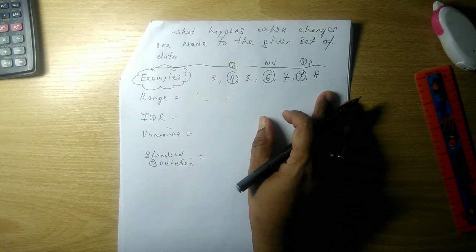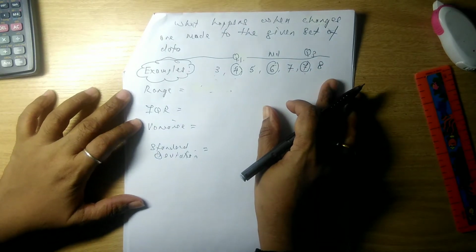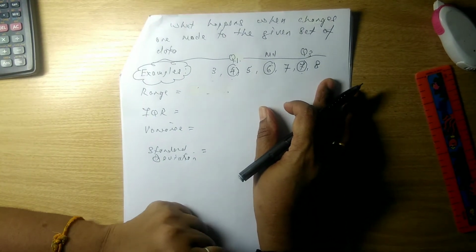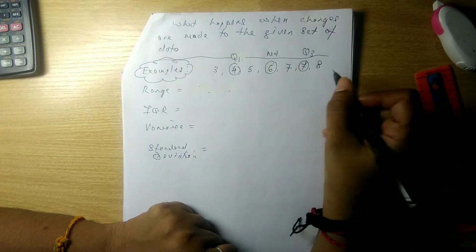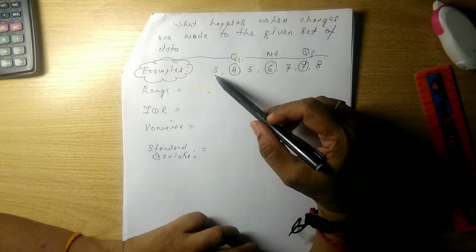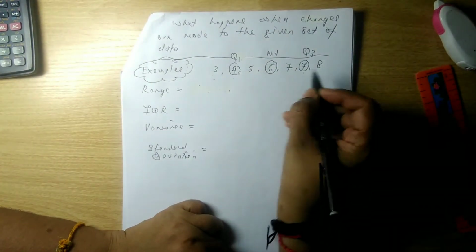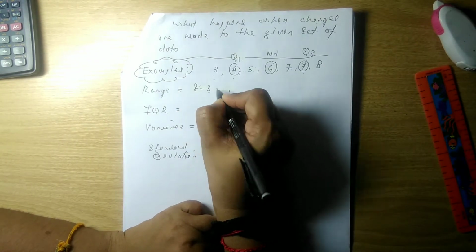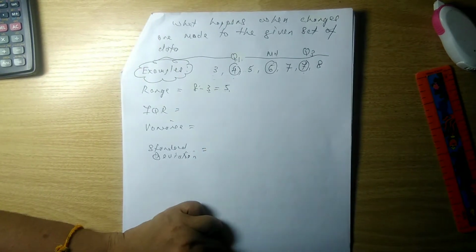So these are the four measures, or four quantities, that we looked at under the measures of dispersion. We'll start with the range. Range will be the largest minus the smallest value. So here I've got 8 minus 3, so this will be a 5.